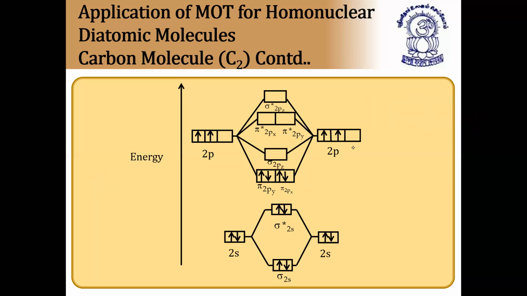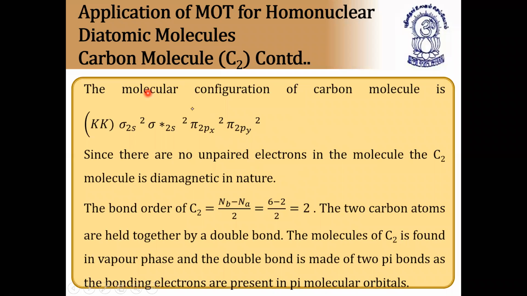Let us see now how to find bond order. The molecular orbital configuration: KK means sigma 1s2, sigma star 1s2, that is the K shell, is completely filled, then sigma 2s2, sigma star 2s2, pi 2px2, pi 2py2. This is the molecular configuration of the carbon molecule. Since there are no unpaired electrons, the carbon molecule is diamagnetic in nature, because all are completely filled. The bond order of C2 is equal to Nb minus Na by 2, 6 minus 2 by 2, which is equal to 2.